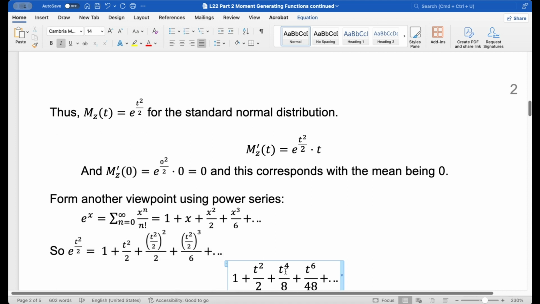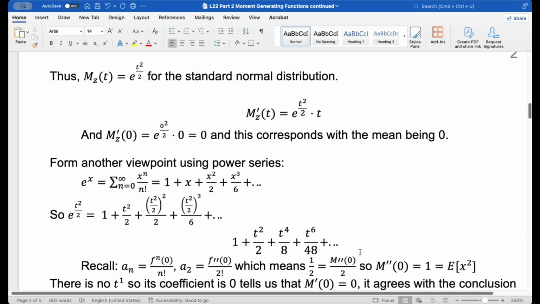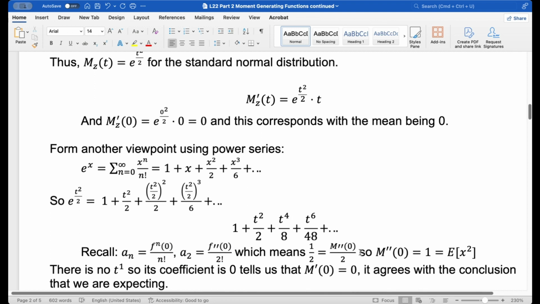Divided by 2 makes t to the 4th over 8. Same thing in the next term. The 2 cubed is 8, times 6 is 48. Multiply the exponents. 3 times 2 is 6. And then you could do derivatives on this expression, or you could use the relationship between the derivative and the coefficient. And we see here that coefficient a sub n is the nth derivative at 0 over n factorial.